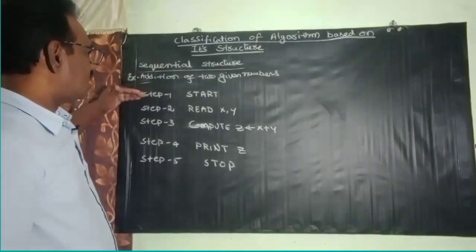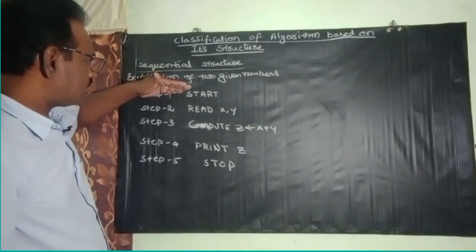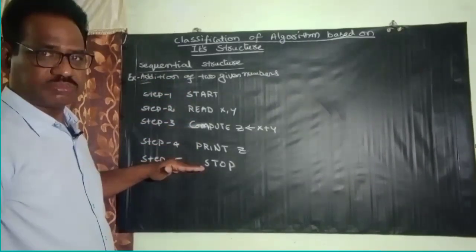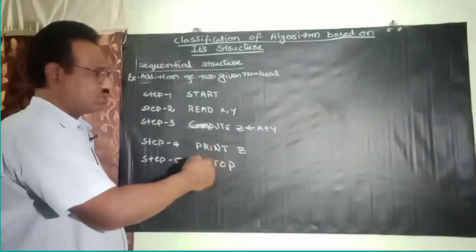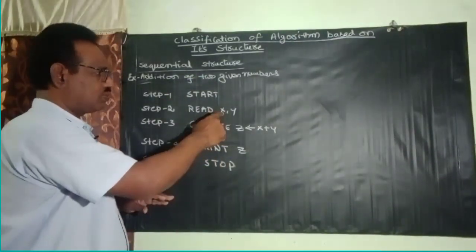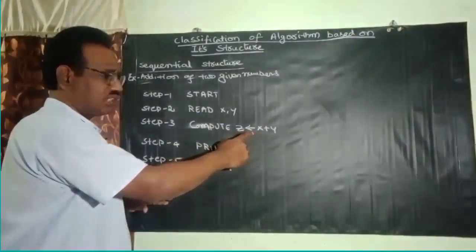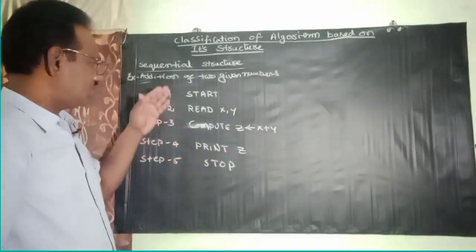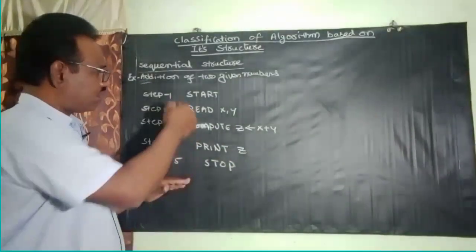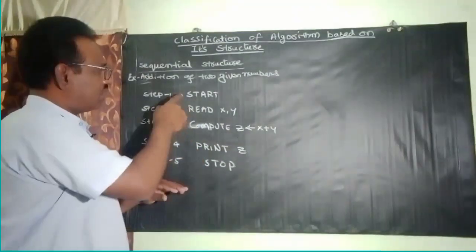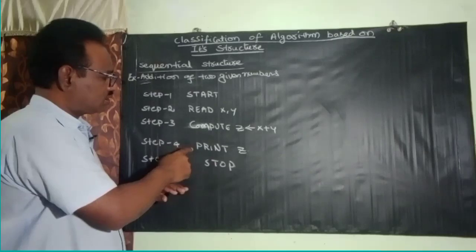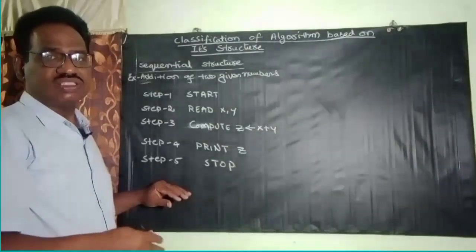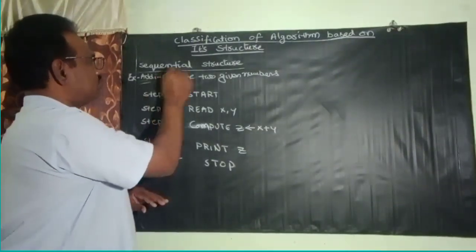In this algorithm, the control will start from the first, second, third, fourth, and the last statement without leaving any statement. So if you want to get the solution for this one, it has to go for reading of the two values, compute the addition of two values and finally print this one. Every statement is taken into consideration for solving the problem, and it will follow step 1, step 2, step 3, step 4, step 5 in a sequential manner without jumping or without leaving any of the statements. This type of algorithm is called sequential algorithm.